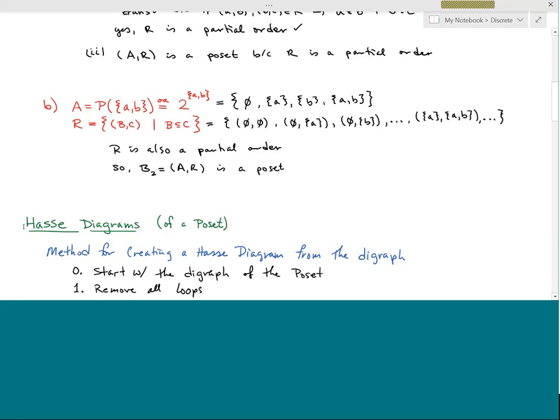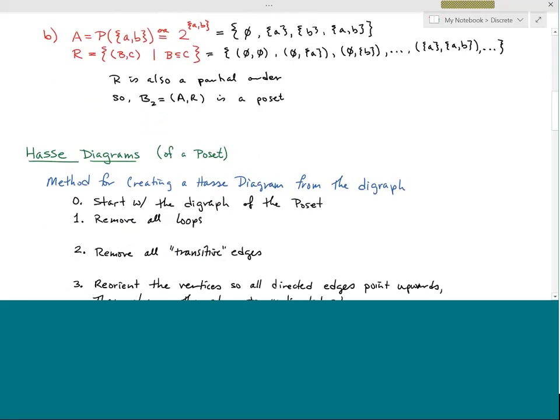Now, the Hasse diagram is a graphical representation, so it's a picture. It does not actually look very similar to the digraph representation that we've done previously, but you can build the Hasse diagram from that original digraph representation of any old relation that we dealt with previously. So the first example that I've got prepped for us shows the method of how to create a Hasse diagram from a given digraph of a relation, and then we're going to see how you can jump straight to the Hasse diagram without going through all these intermediate steps.